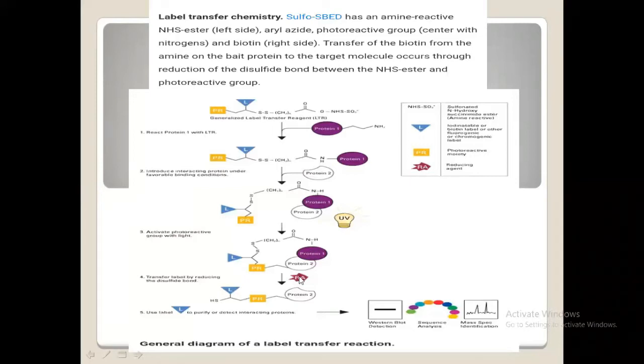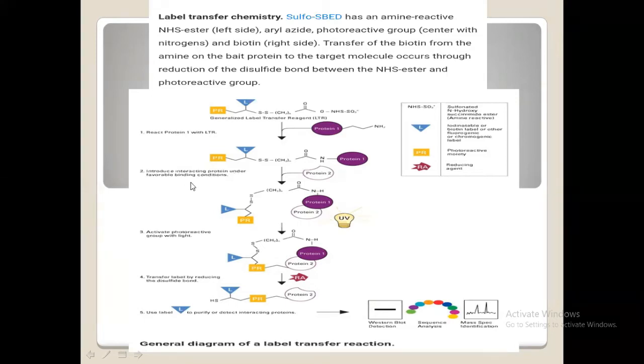The reducing agent is used here, and you are also using UV light. Here you see that we first react protein 1 with the label transfer reagent, LTR. In the first step, we are going to see how to do this label transfer method. First take the label transfer reagent and allow it to react with protein 1. Protein 1 is interacting with this label transfer reagent, and then a complex will be formed naturally.